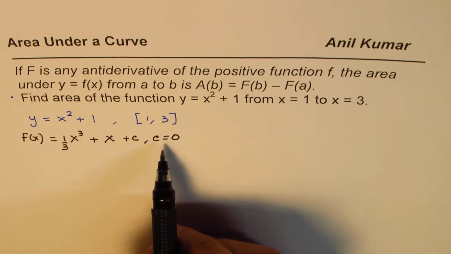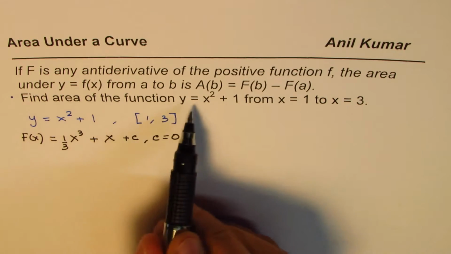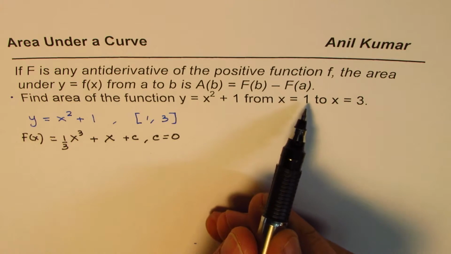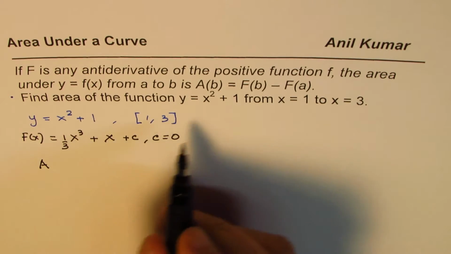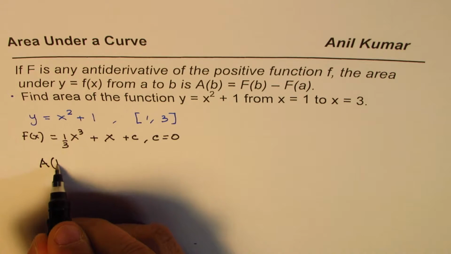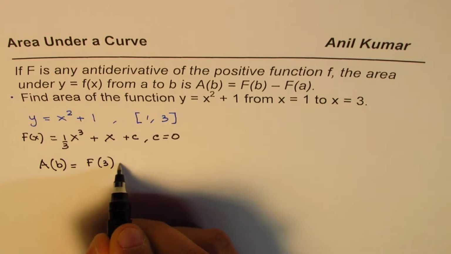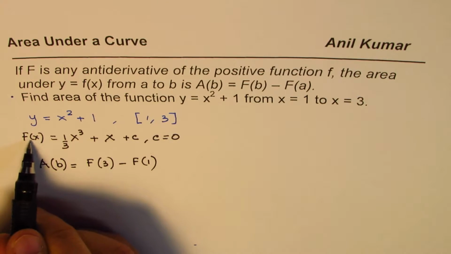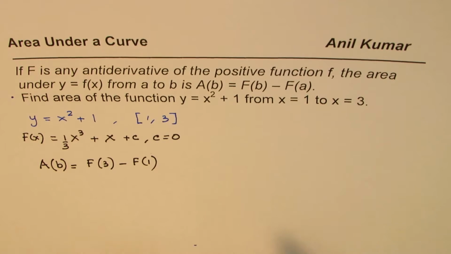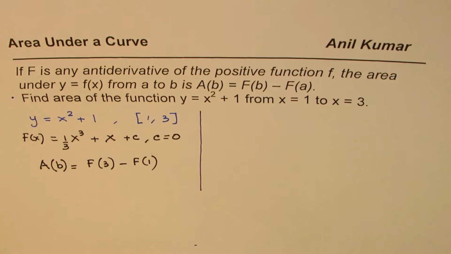Now the question is very simple. It says, what is the area of this function from x equals 1 to 3? So we can say that the area of this function from 1 to 3 is equal to F of 3 minus F of 1. We know what F of x is. We chose this to be F of x, so we can find these values and then figure out the answer.